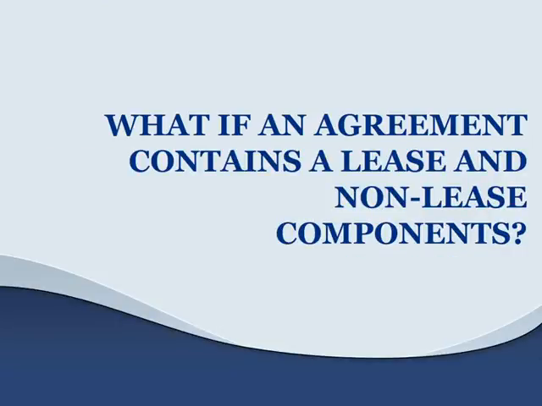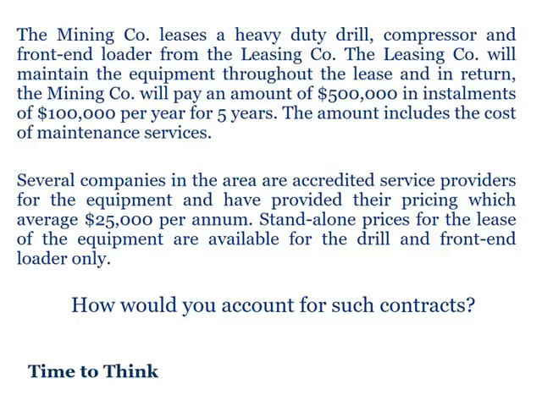Now, what if an agreement contains a lease and a non-lease component? How do you deal with that? Start off by looking at an example. The mining co leases a heavy-duty drill, compressor, and front-end loader from the leasing co. The leasing co will maintain the equipment throughout the lease, and in return, the mining co will pay an amount of $500,000 in installments of $100,000 per year for 5 years. The amount includes the cost of maintenance service.